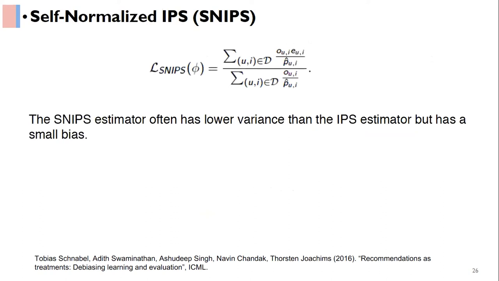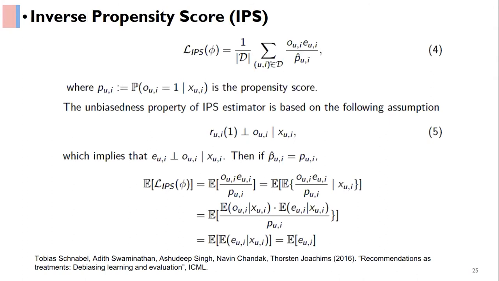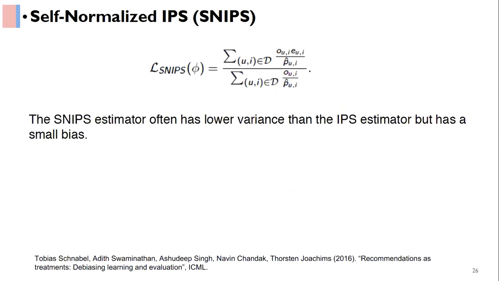The IPS approach aims to recover the distribution of all the events by reweighting the exposed events with the inverse of the propensity score. A limitation of the IPS estimator is the large variance problem. That is, when some propensity score values are small, the inverse of each will become extremely large. An improved version of IPS is self-normalized IPS, given in this equation. By normalizing the weights, the self-normalized IPS often has lower variance than the IPS estimator, but it brings a small bias.